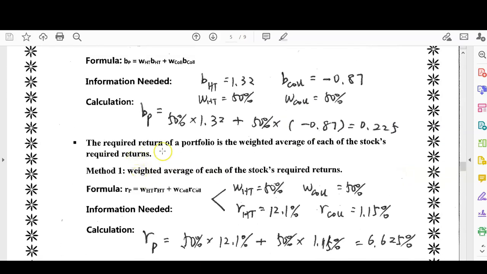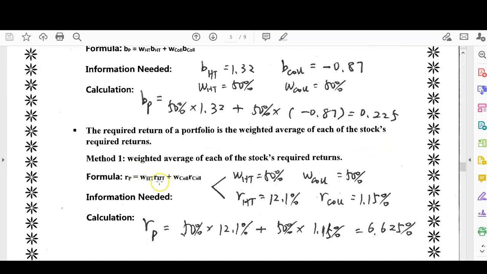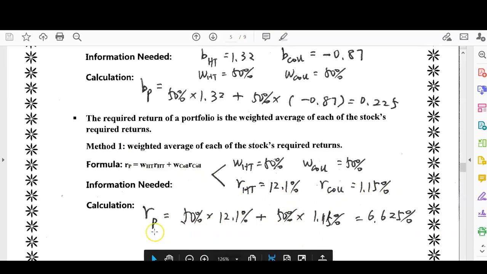Required rate of return for the portfolio, again, is the weighted average of the stock returns. The returns for these two assets are 12.1% and 1.15%. We multiply by 50% for each stock return. The portfolio return is 6.625%. This is how we calculate portfolio beta and portfolio return by taking the weighted average of the betas or the returns.